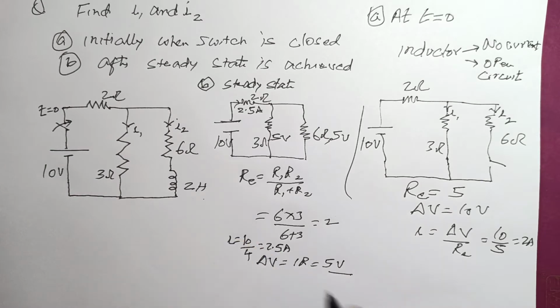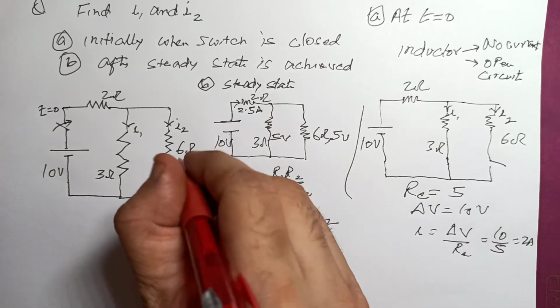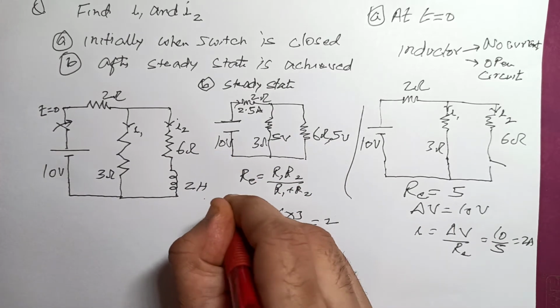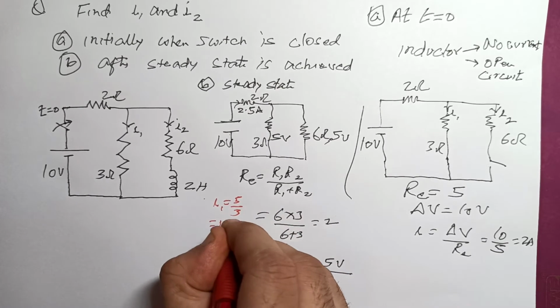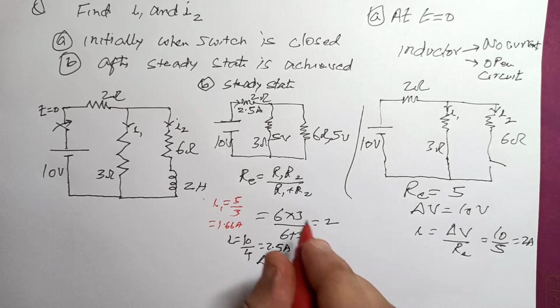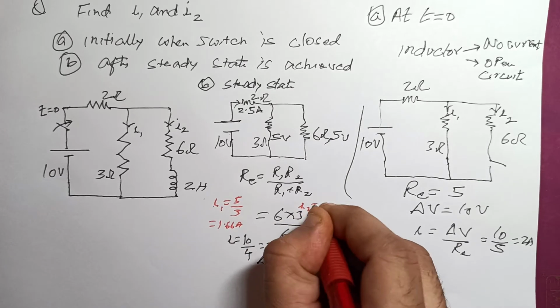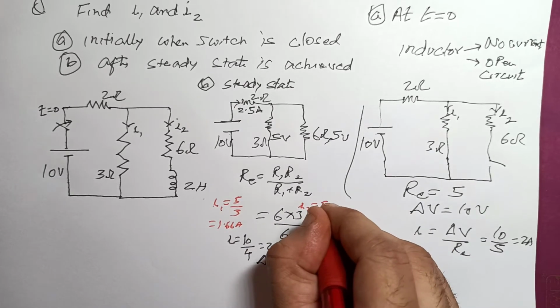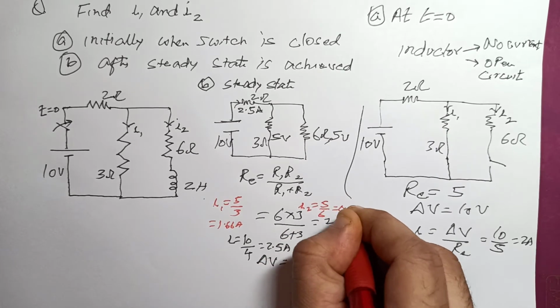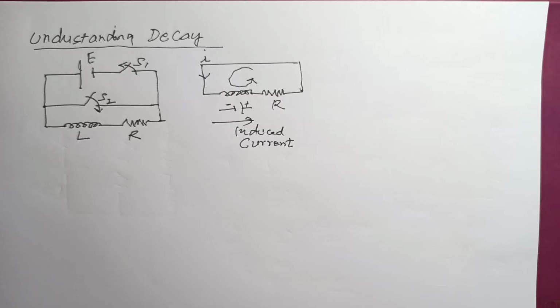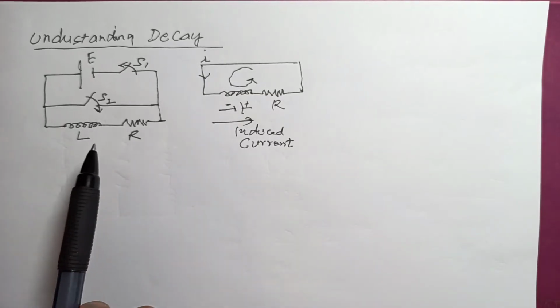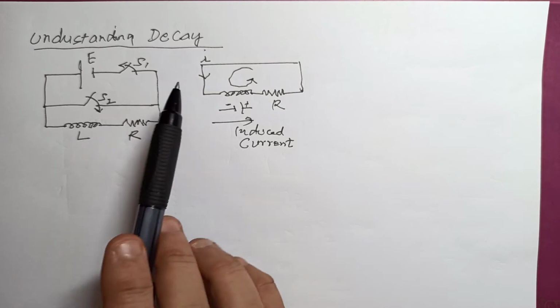Now in this case also I can say that if I calculate, let me use another color here. So I1 would be equal to 5 by 3 amperes, which is 1.66 amperes, and I2 would be what? 5 by 6, which is equal to 0.33 ampere.